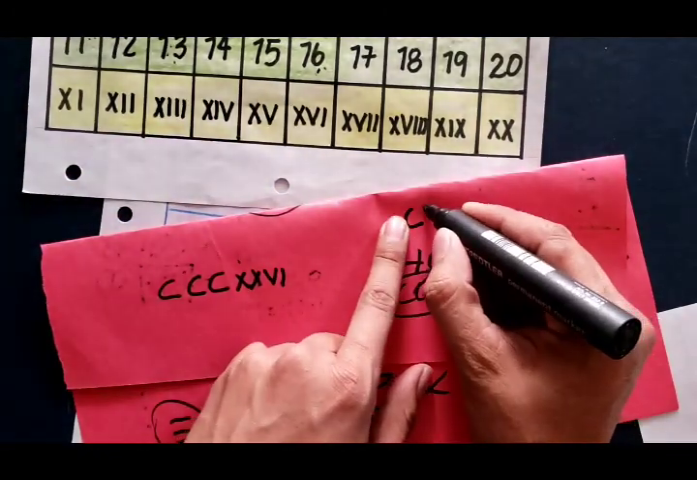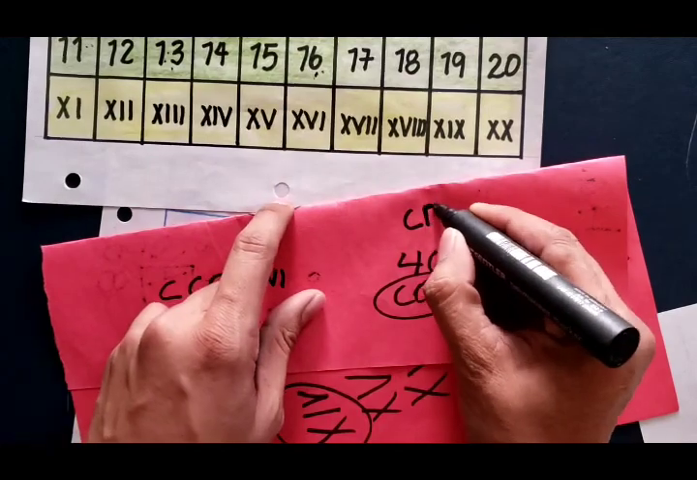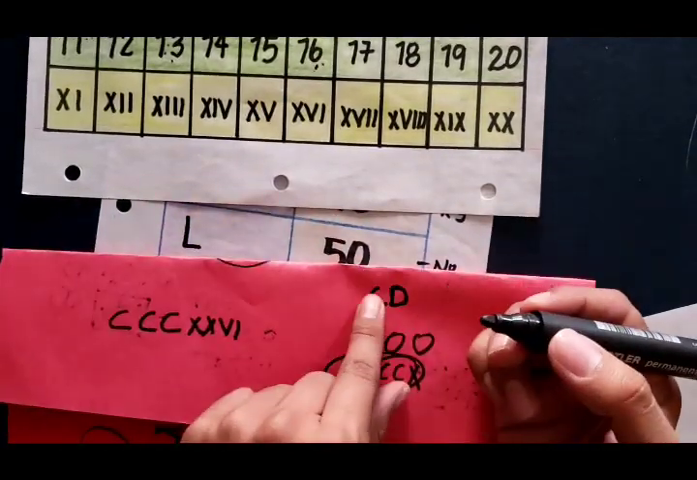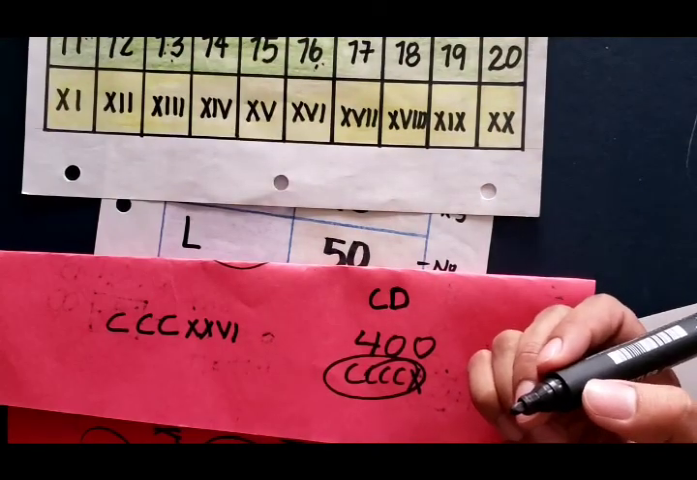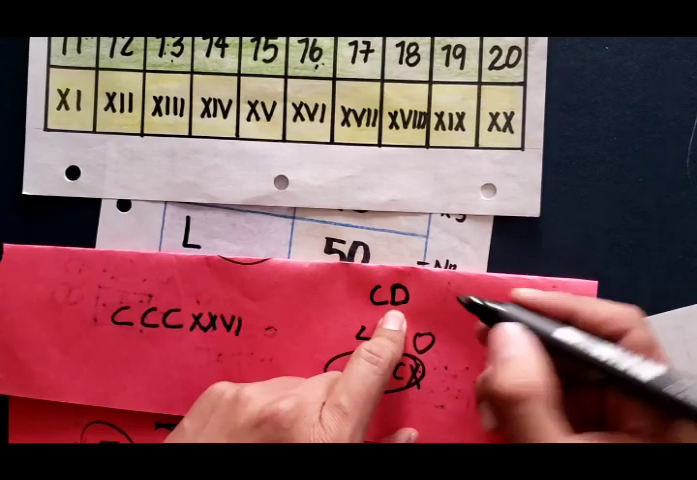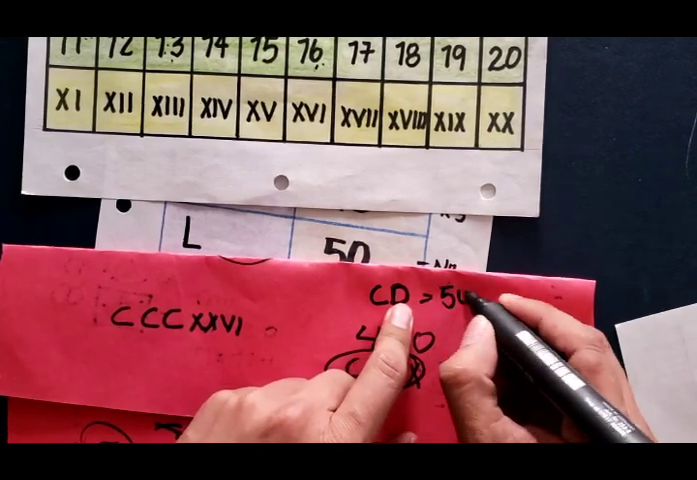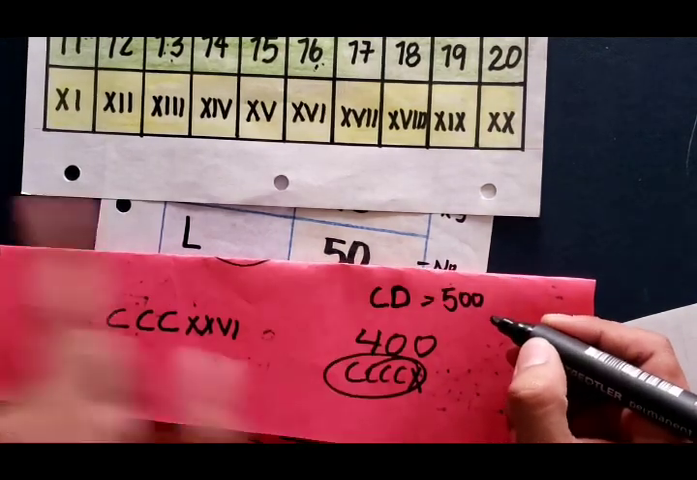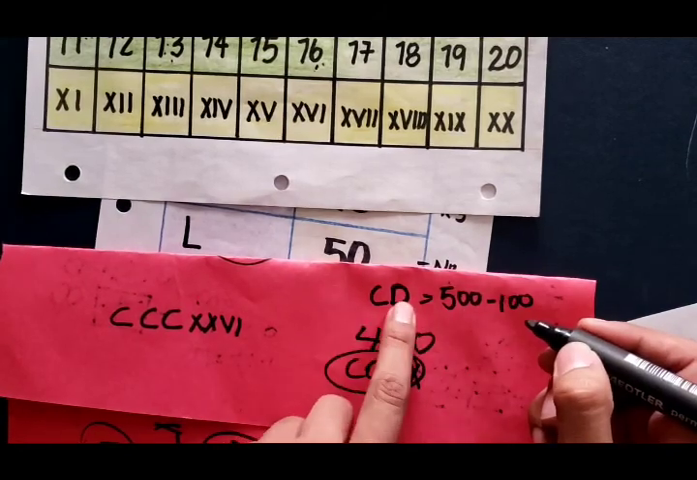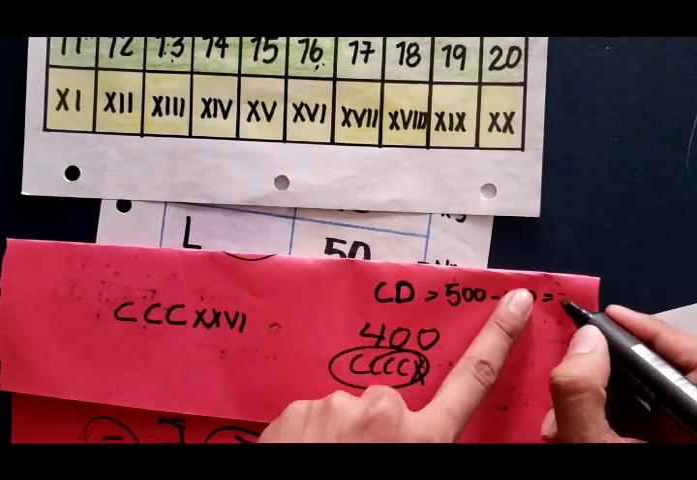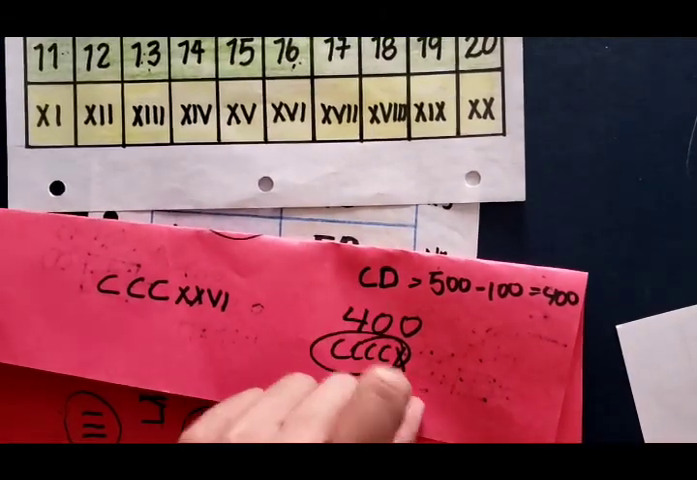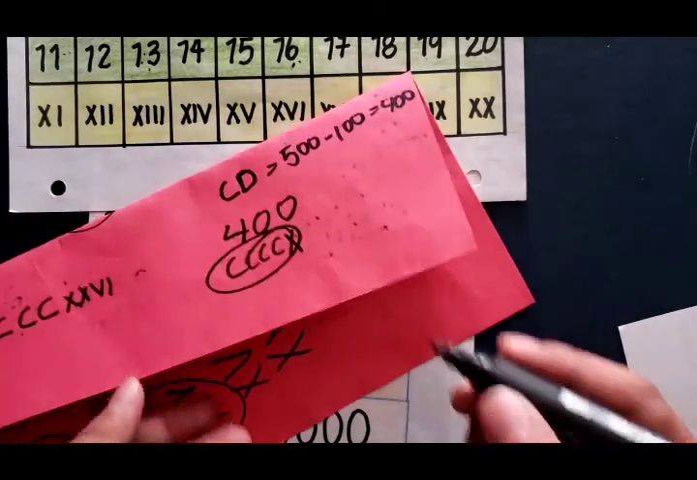You write 500, which is a D, and 100 before it. So it means that we are subtracting. It is as if you were saying 500, and because it is before, it means minus. It is like saying 500 minus 100, which is 400. How do you write 400? CD, right? 400. Very easy.